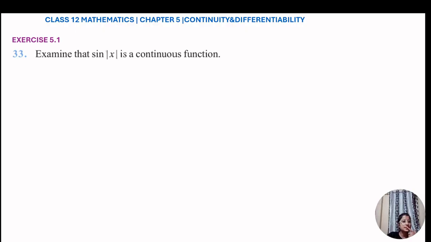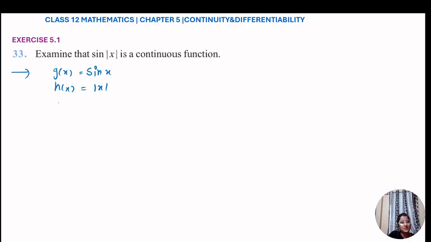This is: examine that sine of mod x is a continuous function. This is the same as we did in all these questions, you have to just guess what composition you can make. Here I am giving you the hint of what composition you should make, and the rest of the part will be homework for you. In this, take your g of x as sin x and take your h of x as mod x. Now I think you can guess how we should take the composition.